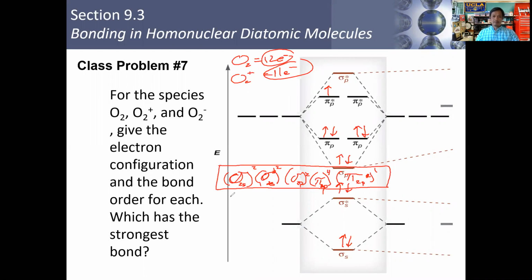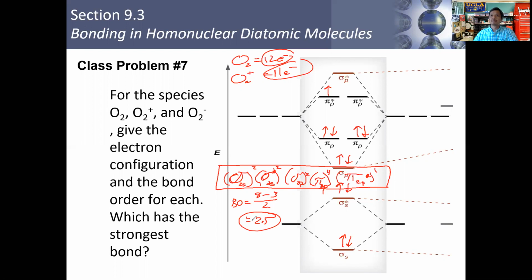Bond order then. Let's calculate the bond order of this. We have 8 bonding electrons and 3 antibonding electrons, and we're going to divide the difference by 2. Therefore we have 5 halves, which is 2.5 for the bond order of O2 plus. Go ahead and write that down.